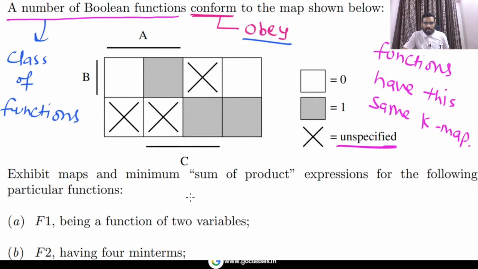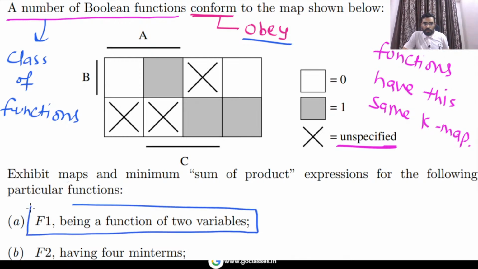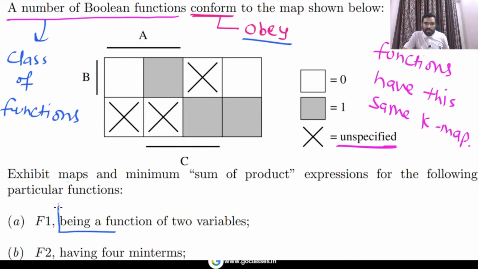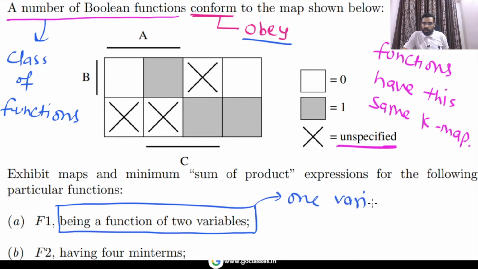Now the question is asking, first you find the minimum SOP, which we have already done. Now the question is asking, find a function which is of 2 variables. What does this mean? Total 8 functions are there. Find a function which is of 2 variables, means one variable is dummy. It simply means that one variable is a dummy. Correct?